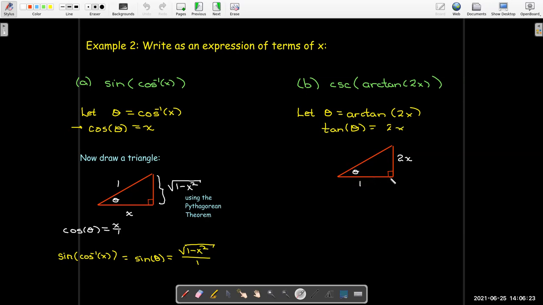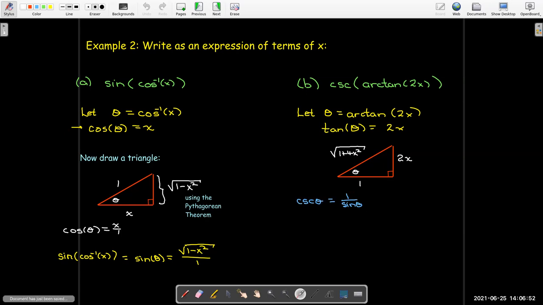Here's my angle theta. I'll have to fill in the missing side of the triangle, which is the hypotenuse. But I'll use the Pythagorean theorem to get radical 1 plus 4x squared. So 1 is 1 squared. The quantity 2x squared gives me 4x squared. Add those together and take the square root.